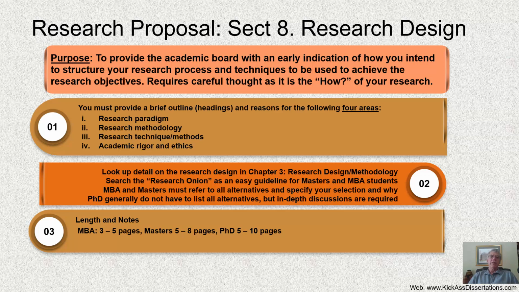Also, don't forget the last section on academic rigor and ethics. Those are very important topics in modern research, and you need to address them very specifically. Certainly, that section alone will take up a page or two. You can't just skimp over them. Good. So this is the research design section.